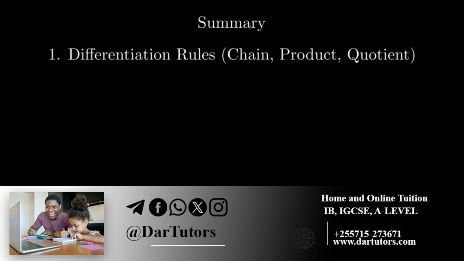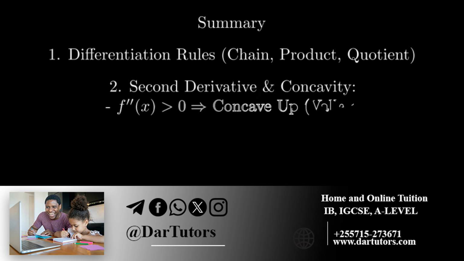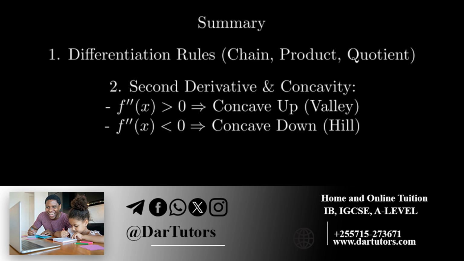To wrap up, let's quickly summarize what we've covered today and talk about why it's so important. We've built a complete toolkit for analyzing the behavior of functions. We started with a review of the essential differentiation rules, the chain, product, and quotient rules. These are the building blocks for everything else. These rules allow us to find the derivative of almost any function we encounter. Then, we moved on to the second derivative. We learned that the sign of the second derivative tells us about the function's concavity.